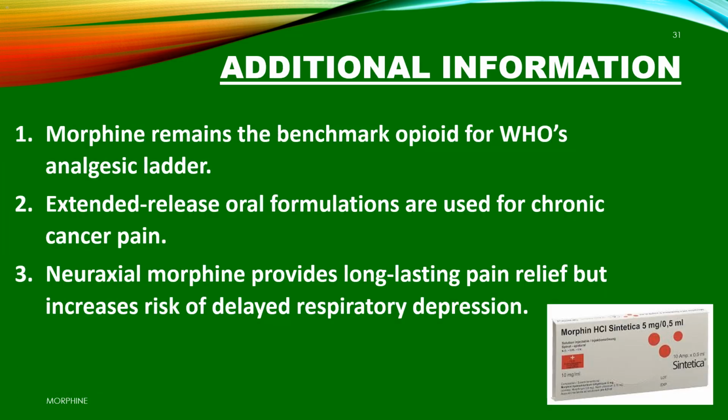Additional information about morphine. 1. Benchmark opioid. Morphine remains the benchmark opioid for the World Health Organization's WHO analgesic ladder, a framework for managing pain in patients. 2. Chronic cancer pain. Extended-release oral formulations of morphine are commonly used to manage chronic cancer pain, providing sustained pain relief over a longer period.